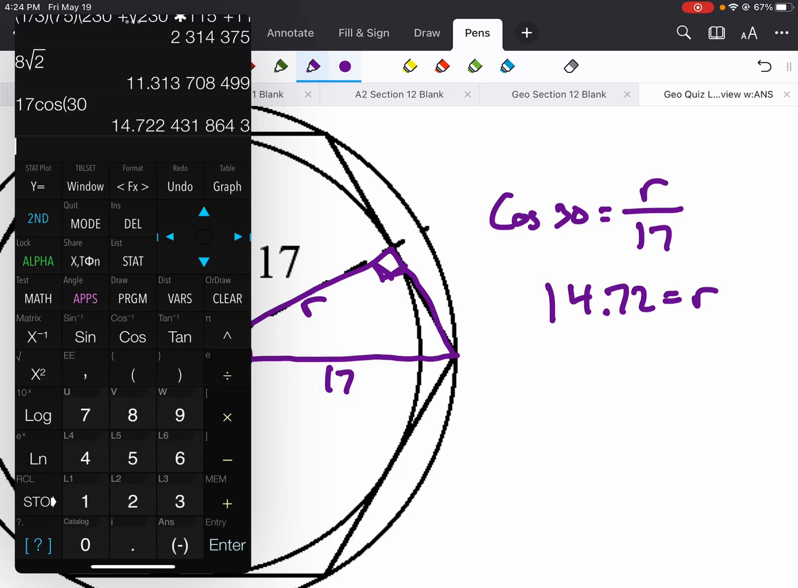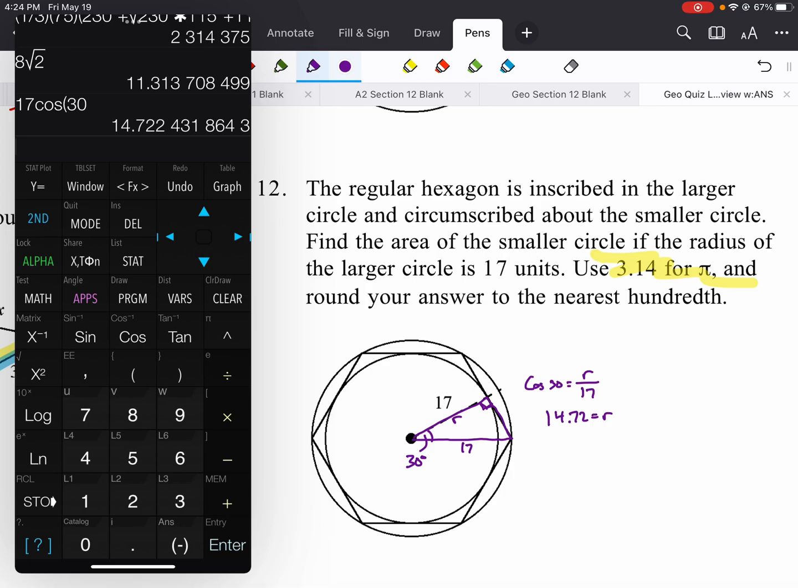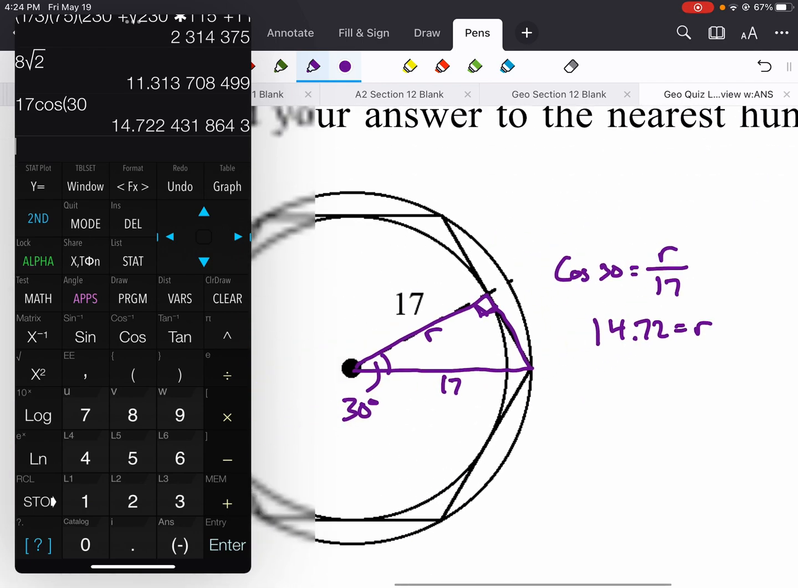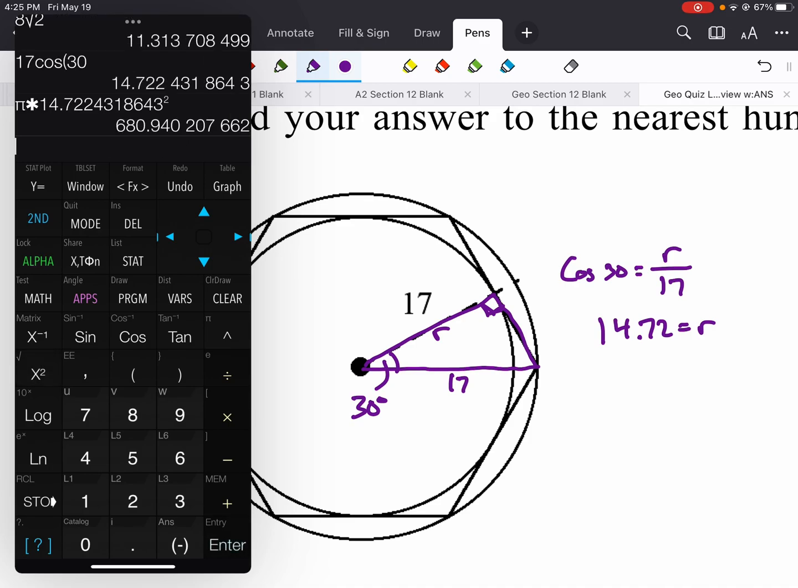Now, is that the volume, or what does it want? The area of the smaller circle. Okay, so we're going to find the area of the smaller circle. That's just the radius, so pi r squared. Pi times this number squared. And I got 680.94. Okay, and now the book may say, or the answer key may have something different. That's because they use the wrong kind of pi.